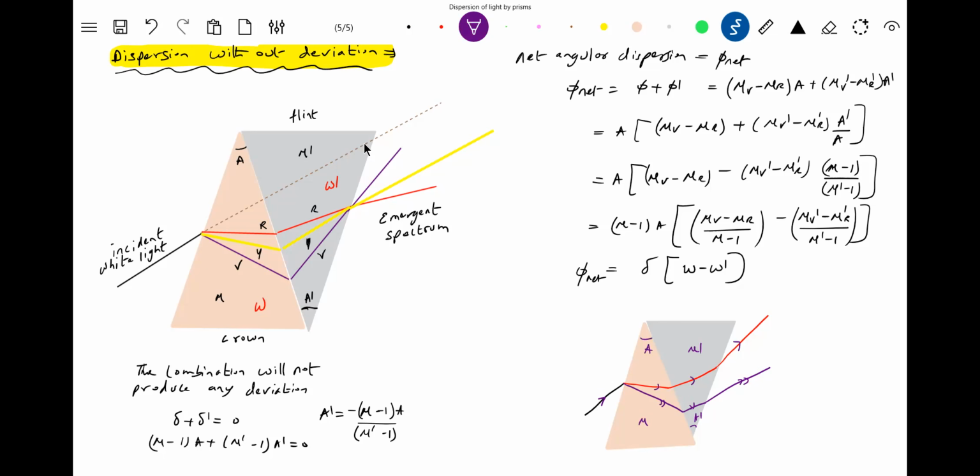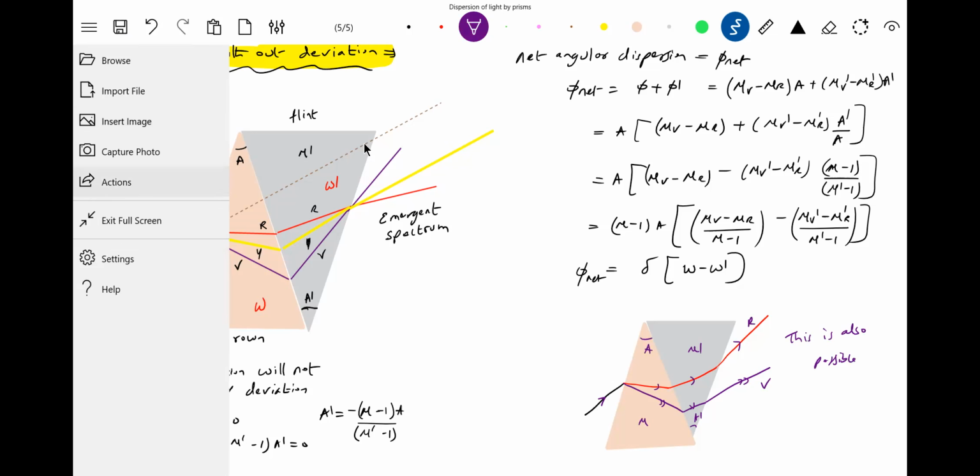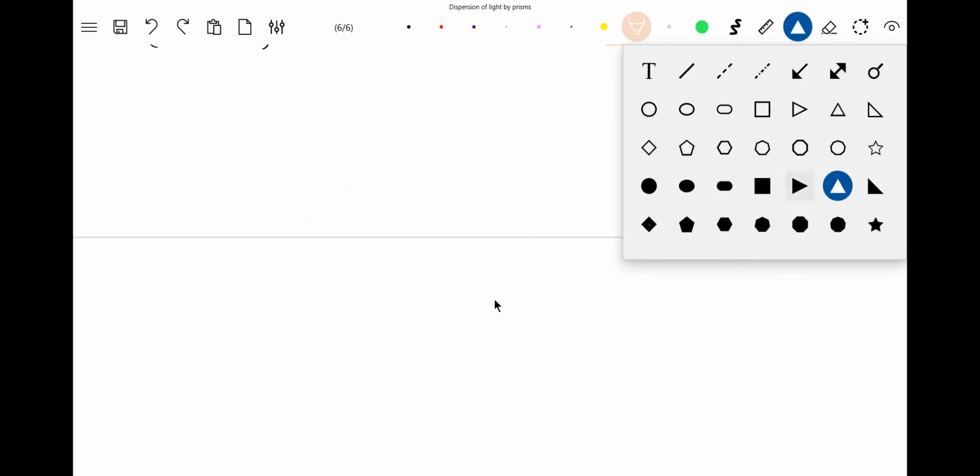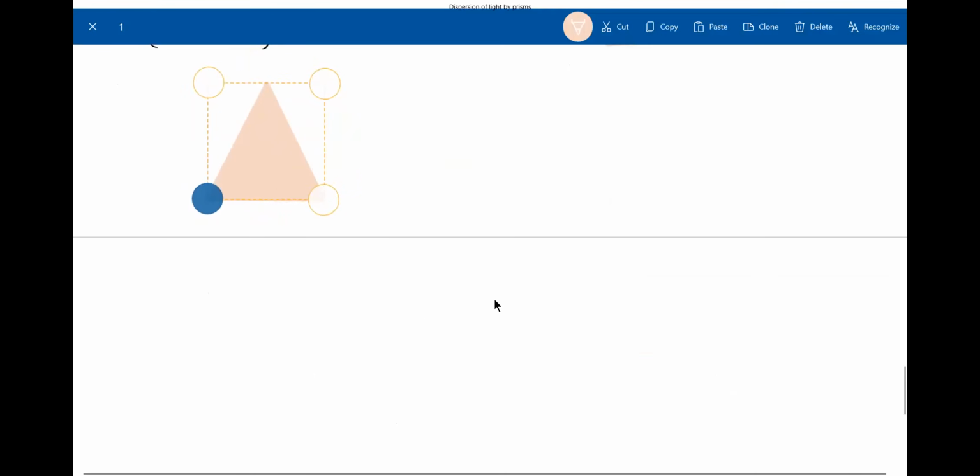Okay, fine. It is also possible. One more last we have. We'll go for one more. So there's all possibility that there will be dispersion, there will be deviation. This will be very troublesome for students.